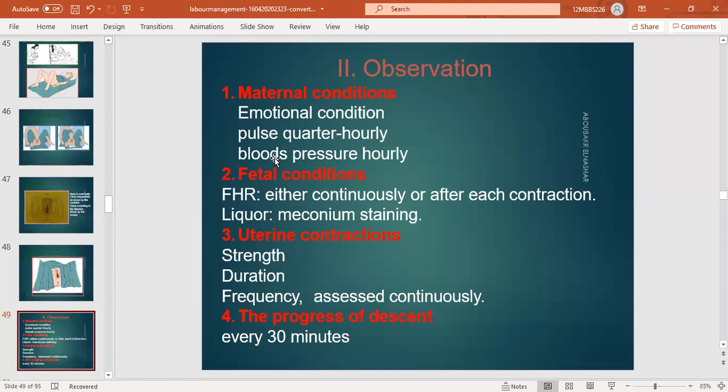For the uterine contraction, you have to assess the strength, the duration, and the frequency. You can assess either with the CTG, or you keep your hand on the abdomen and assess the uterine contractions by palpation.